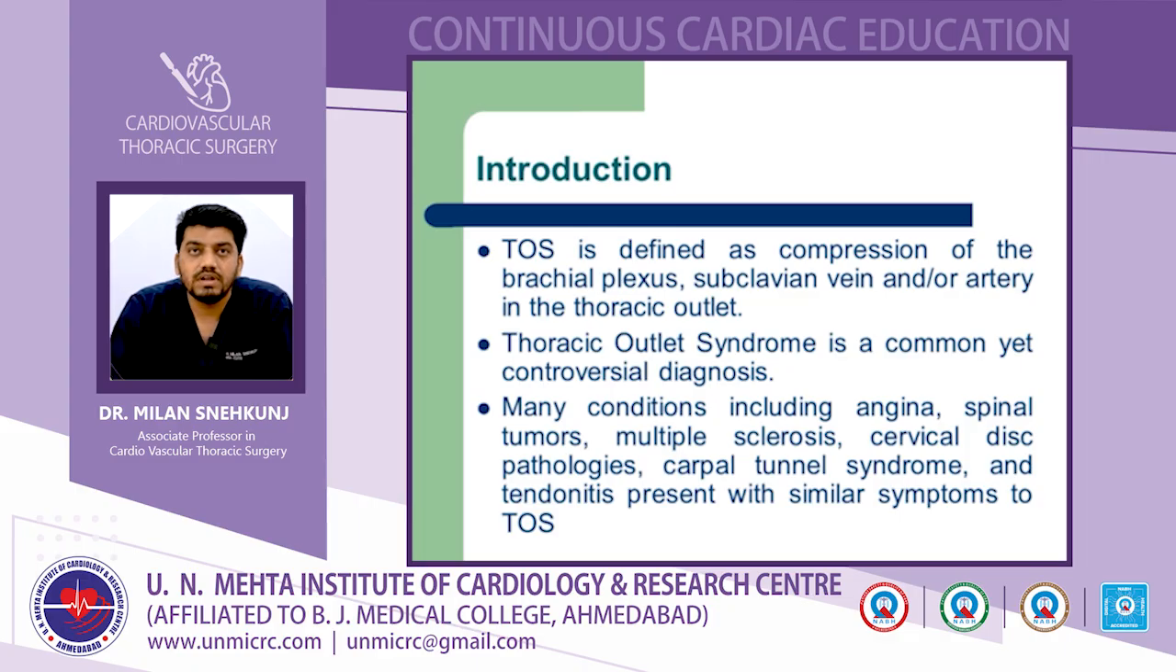So thoracic outlet syndrome is defined as compression of brachial plexus, subclavian vein and artery in the thoracic outlet region. It is common but a controversial diagnosis. Many conditions including angina, spinal tumors, multiple sclerosis, cervical disc pathology, carpal tunnel syndrome, tendinitis present with similar complaints to thoracic outlet syndrome.